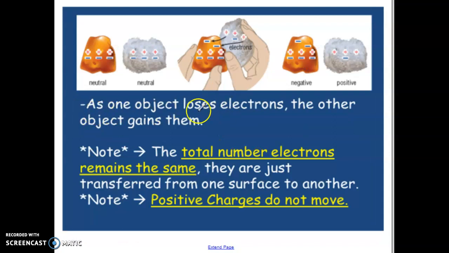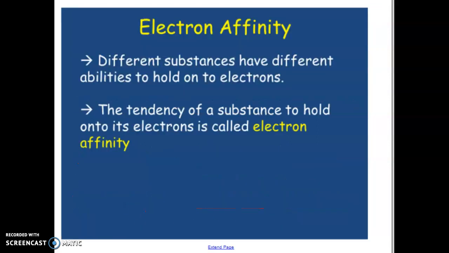So when one object loses electrons, the other one gains them. And notice we didn't have any electrons disappearing. The total number of electrons is still the same. We just literally moved them from the piece of cotton onto the amber, right? It's not like all of a sudden one of them disappeared. The two that are missing from here were gained by the amber. And as I mentioned, the positive charges never move.